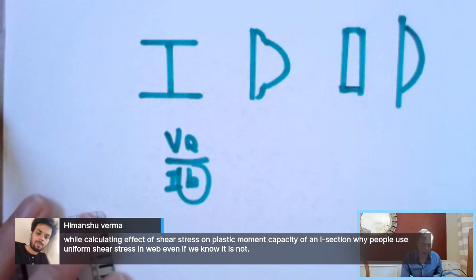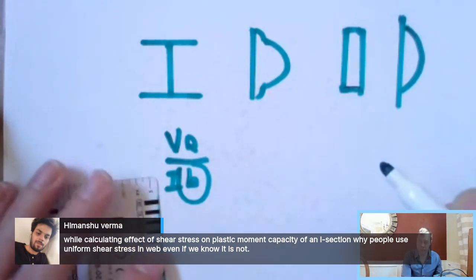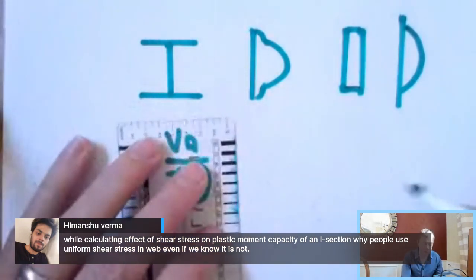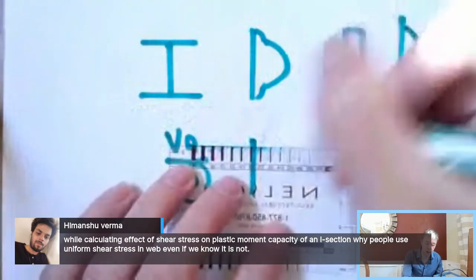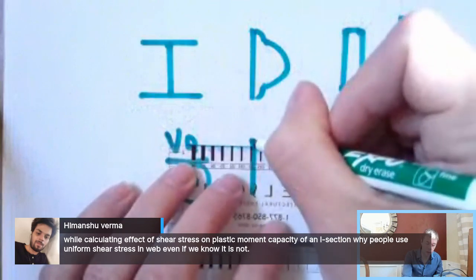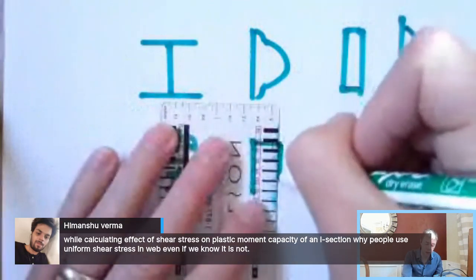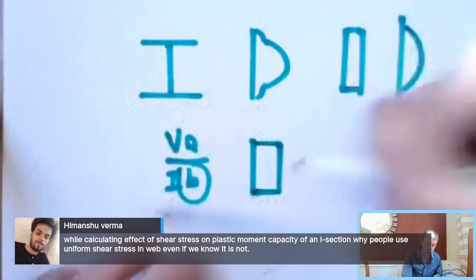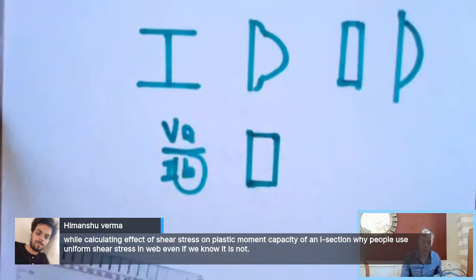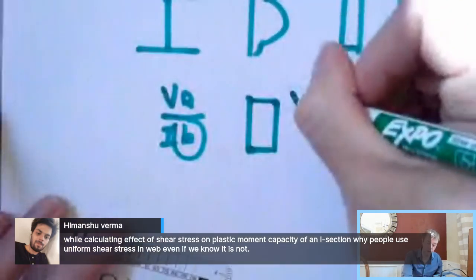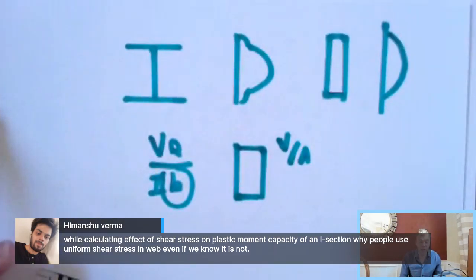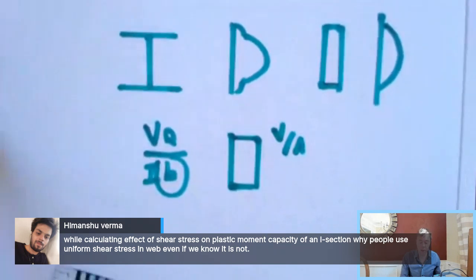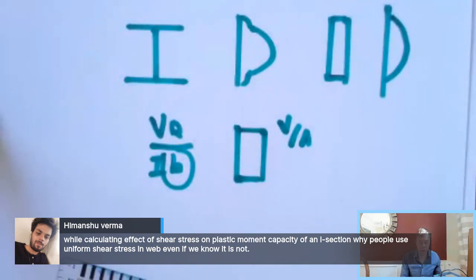But that's not what you asked me. You said, why do people make it uniform? And I'm not a big fan of making it uniform. But what you can do is take this parabola and turn it into an equivalent uniform stress, and that's what most people do. They use V over A. It's not a horrible estimate, but I don't like it. I think it's wrong, and I don't think people should use it. My class knows that. I've told them about that already.